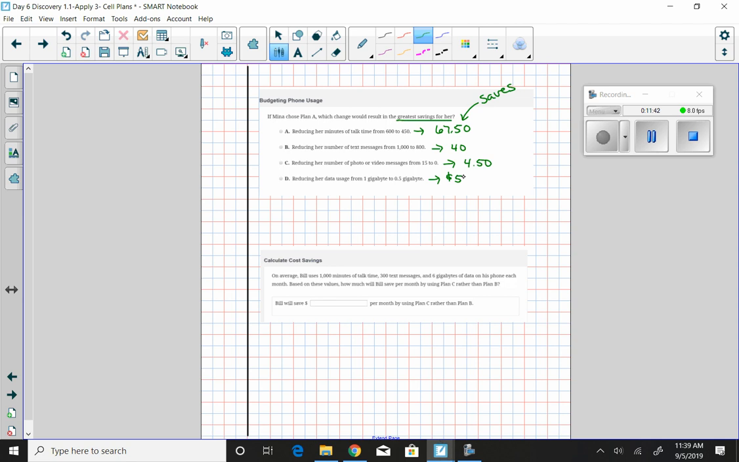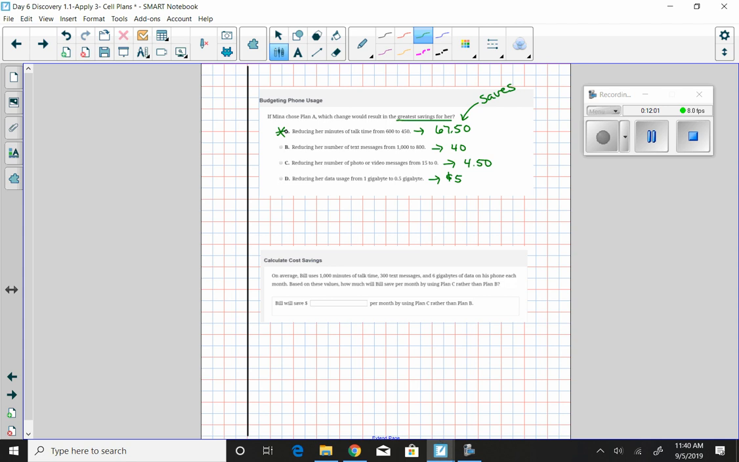So she actually needs to reduce. If she did choose plan A as her company, she actually has to not go over on her talk time. If she doesn't go over on her talk time, then she's saving the most money. Still going to be expensive, but she's saving the most money there.